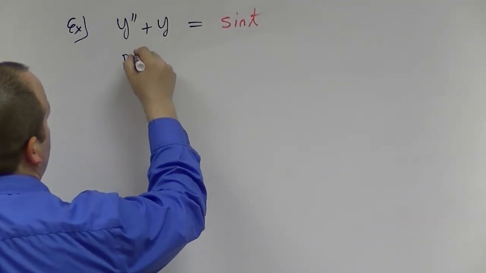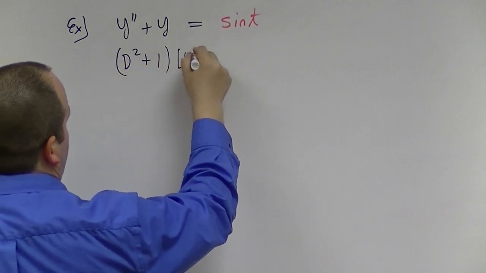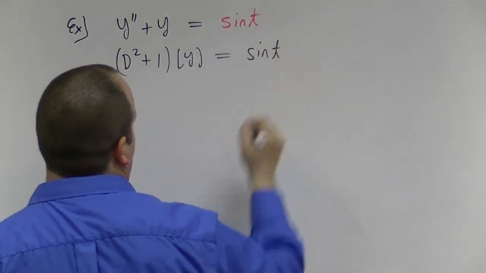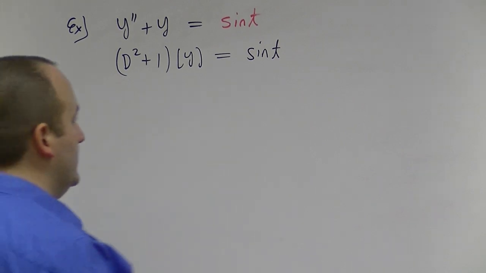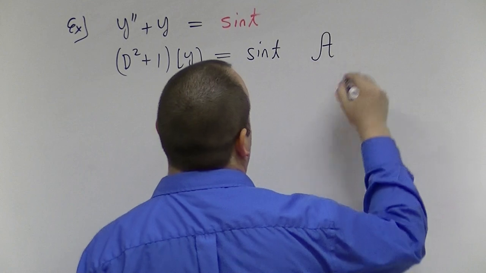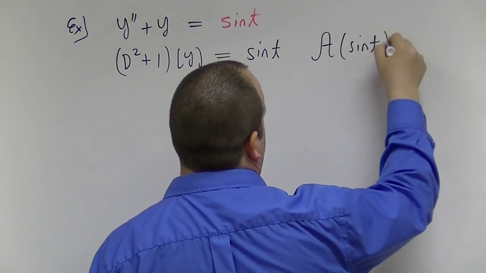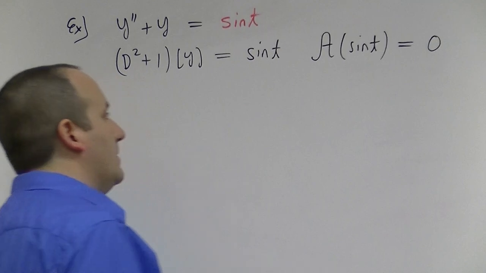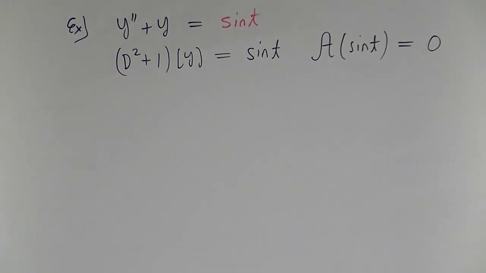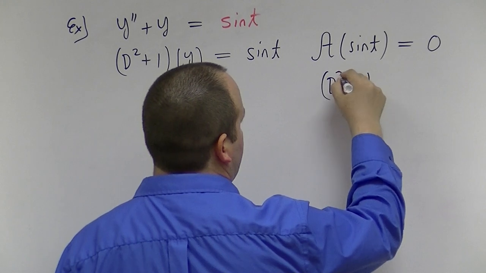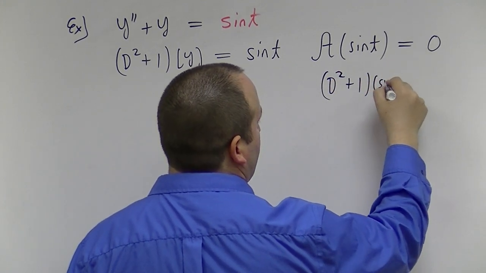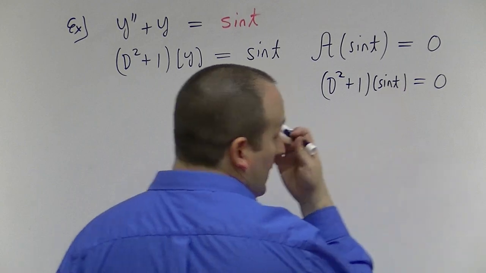So if you look at this, this is D squared plus 1 acting on y equals sine t, right? How can I make this go away? I need what's called an annihilator. I need something that kills sine t. So I want the annihilator on sine t to be 0. I already know that, though, because if you think about this backwards, D squared plus 1 times sine t is equal to 0.